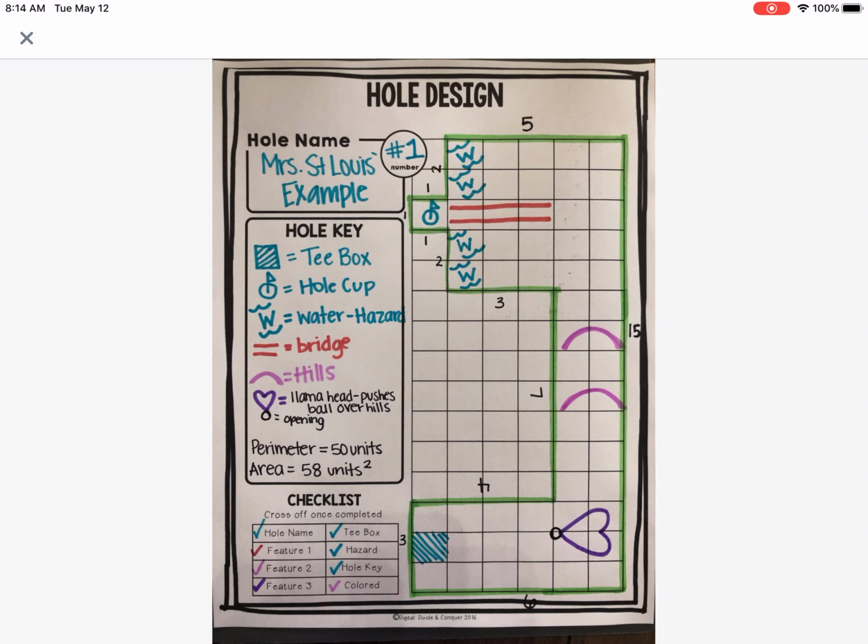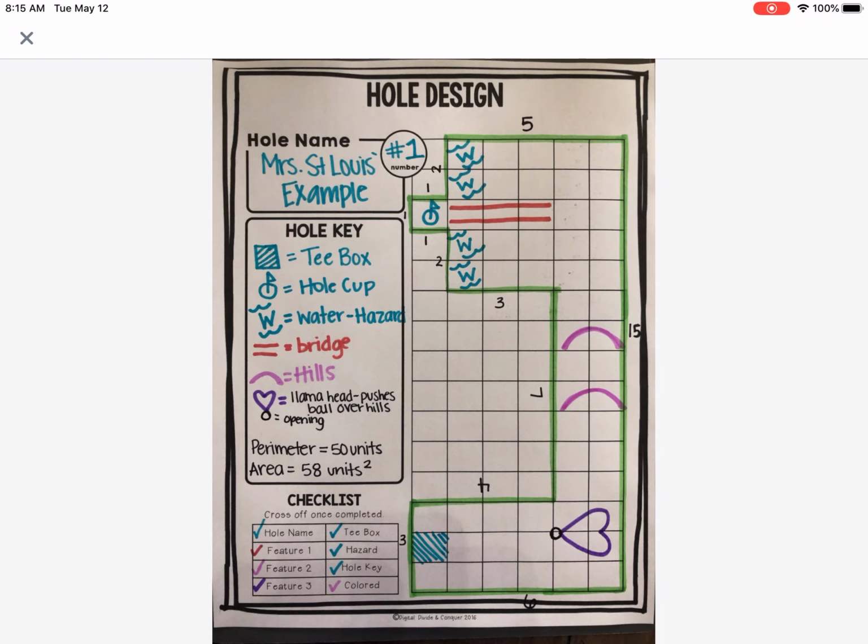And then for a decoration, I decided, couldn't really make a llama head perfectly on here, but that heart stands for a llama head. So if you go in that opening there where my circle is, you see I have that labeled as the opening. The ball will actually shoot out over those hills onto that other side, okay? So those are the features, okay?